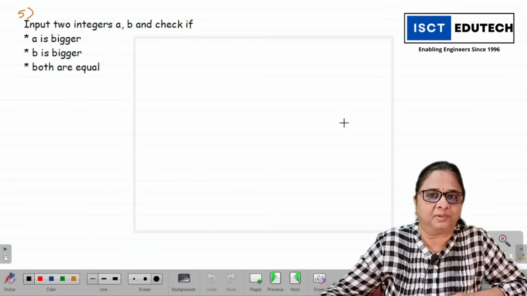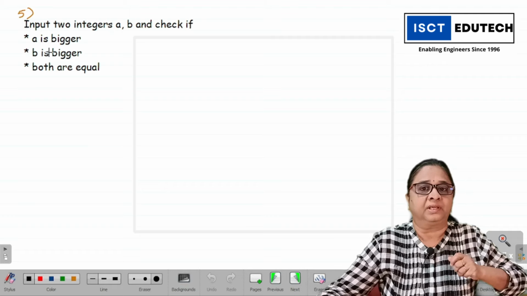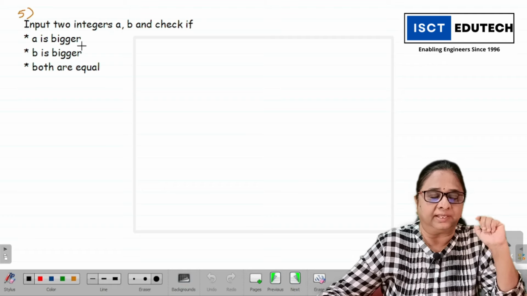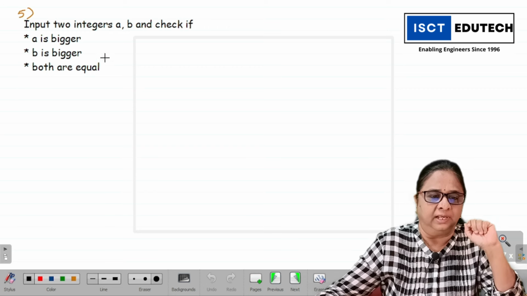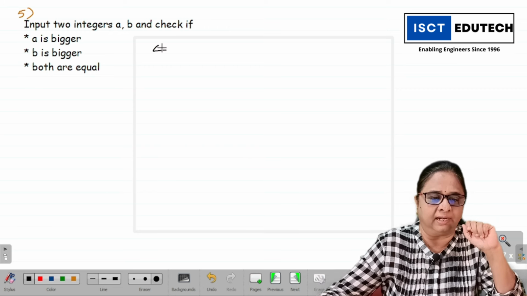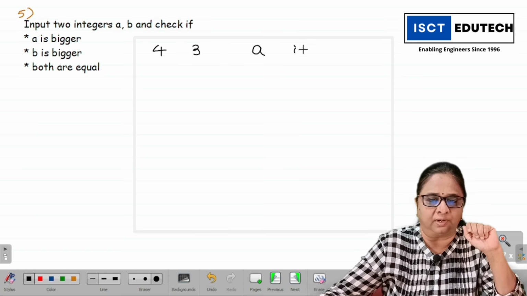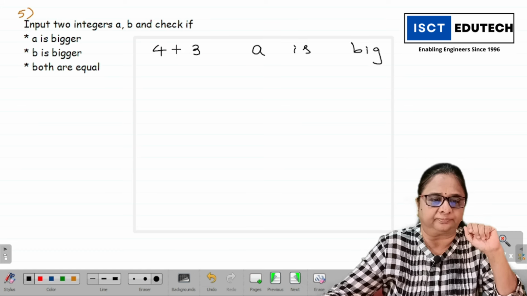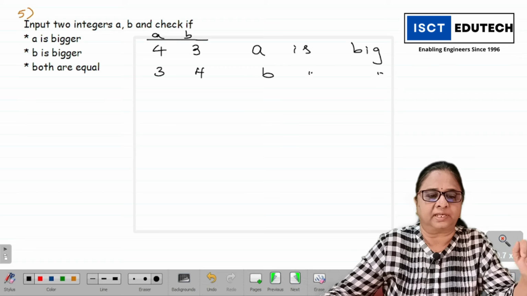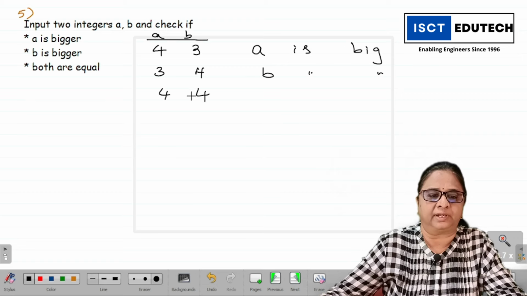Let's take a second example on multiple if-else. The problem definition is, take any 2 numbers, integers a, b, and check whether a is bigger or b is bigger. There may be other possibility, both are equal. So let's understand first. If I give the input A as 4 and B as 3, output it should say A is bigger because 4 is greater than 3. Next, I will say 3 and 4. What should be the result? It should say B is big. Suppose I say 4 and 4, it should say both are equal.